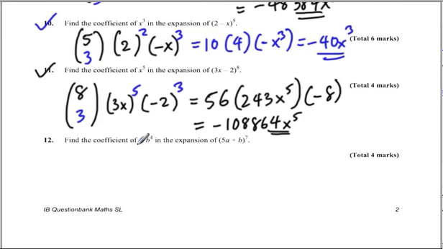Number 12, find the coefficient of a cubed b to the fourth in the expansion of 5a plus b to the power of 7. Okay, so same deal as before.